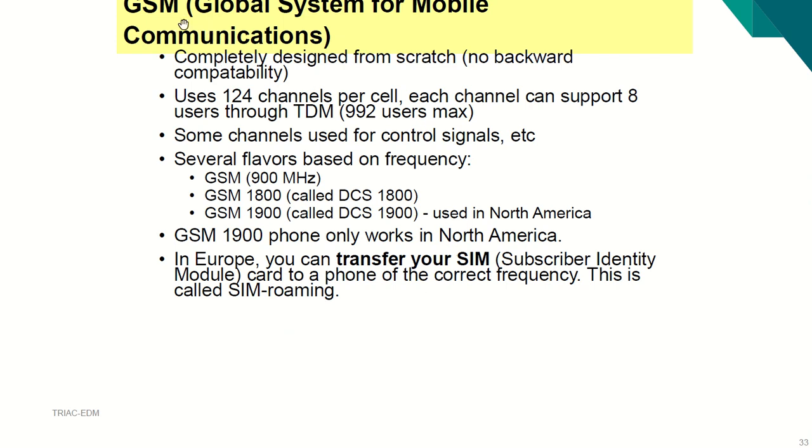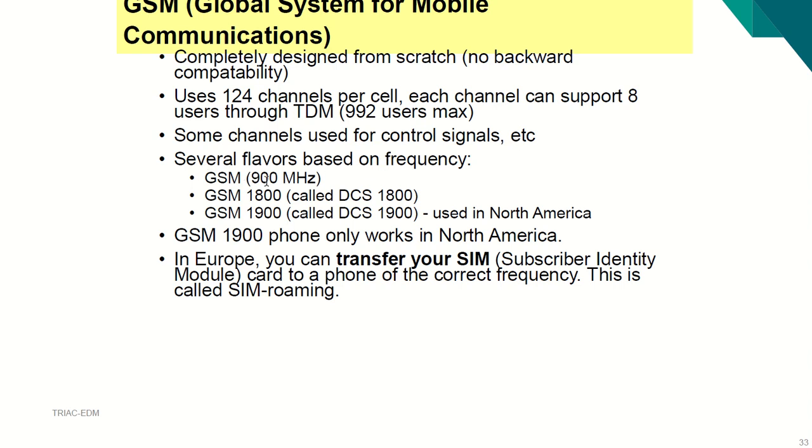And the GSM, Global System for Mobile Communications. The GSM system was completely designed from scratch, not backward compatible. This is generally in the 2G to 3G system and uses 124 channels per cell. Each channel can support 8 users through time division multiplexing. Some channels are used for control channels, and there are several flavors based on frequency.